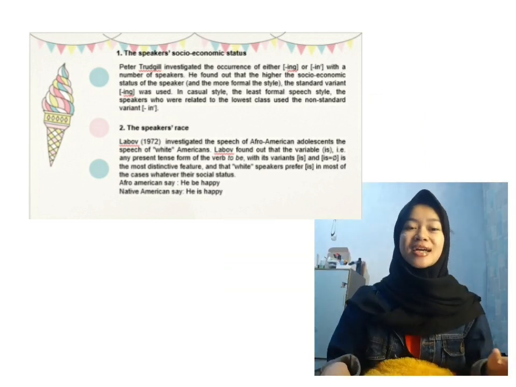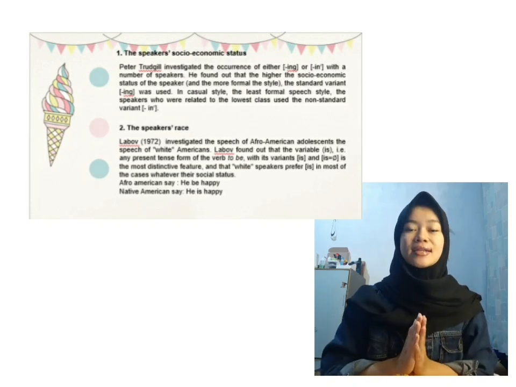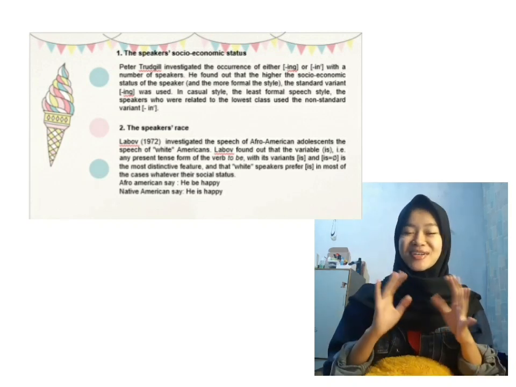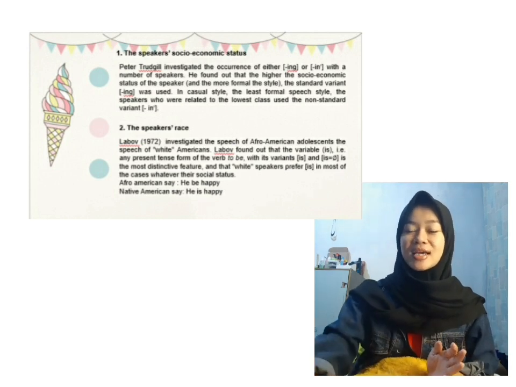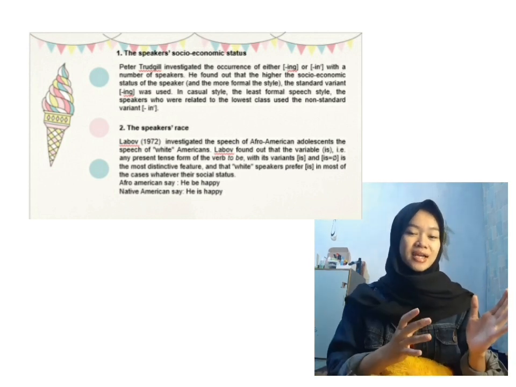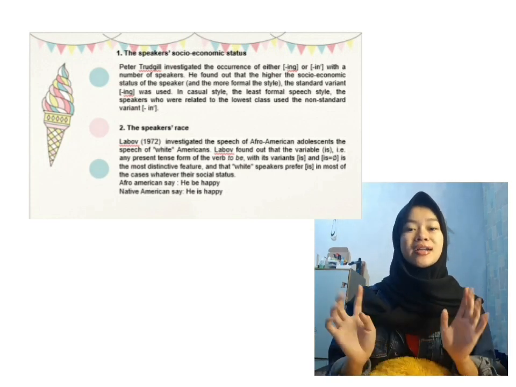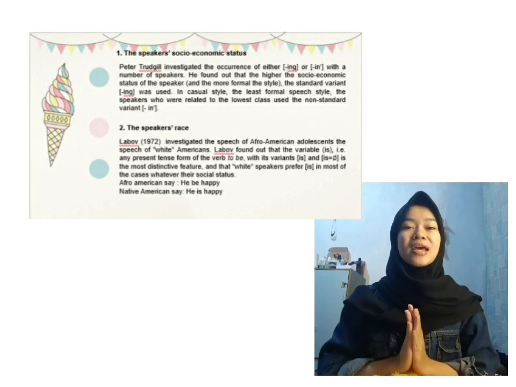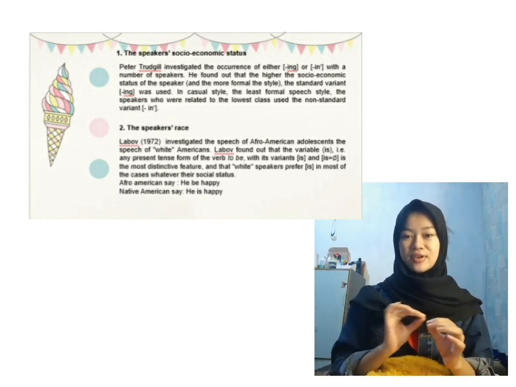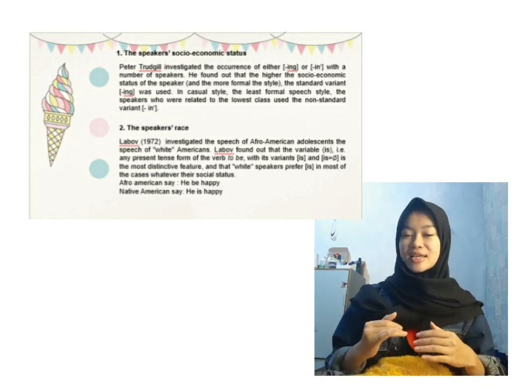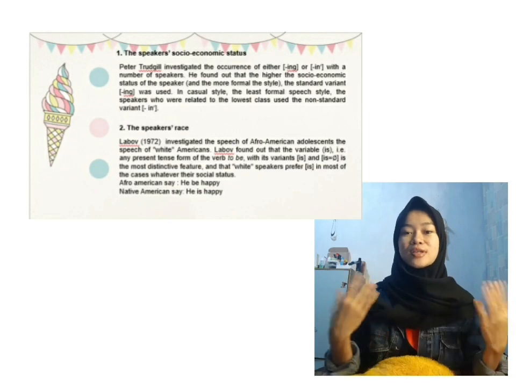Afro-Americans use the present tense form of the verb to be, and white Americans or Native Americans talk using is. For example, an Afro-American would say he be happy, but Native American or white people tend to use he is happy. So there is a significant difference between the two races because of maybe cultural things and many other things that influence the way they talk.